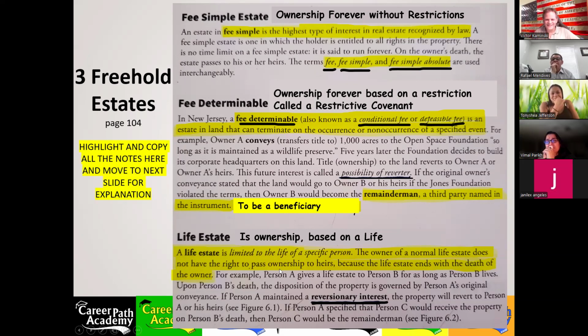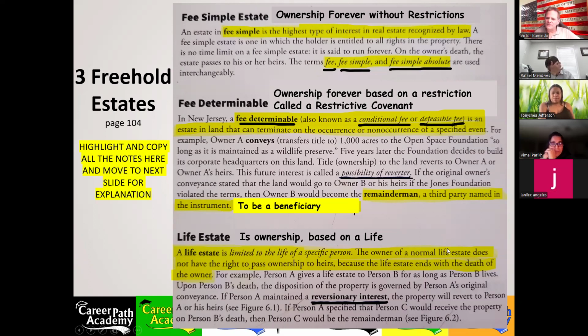Okay, so let's see. The owner of a normal life estate does not have the right to pass ownership to their heirs, because the life estate ends on the death of the owner. But just like the fee determinable estate that has a possibility of reverter, there is that same reversionary interest in a life estate. But it's not a possibility. It is going to happen at some point, because you are going to die at some point.